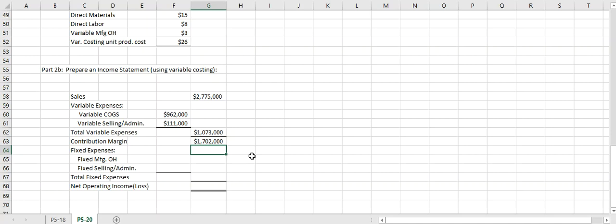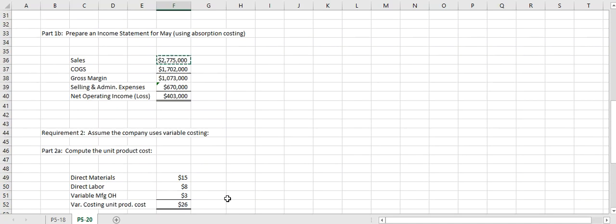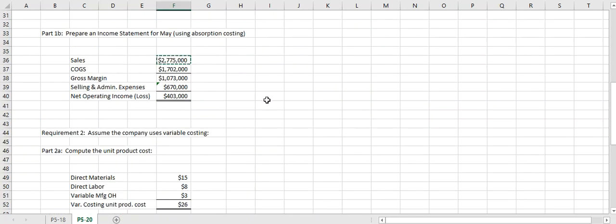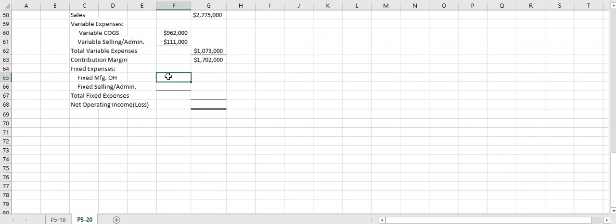So now we're going to categorize and report those fixed expenses, because in variable costing all those fixed expenses get reported separately from the variable expenses. So we've got fixed manufacturing overhead, and I believe that's given up here, $840,000. We also have fixed selling and administrative expenses of $559,000. So we don't have any calculations to report both of those because they give us the total. So we're just going to type those in.